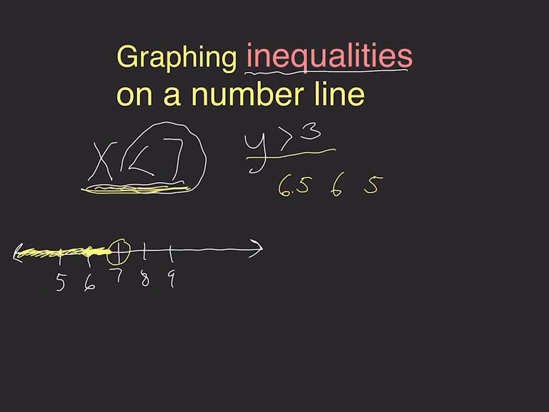Looking at the line here, put the number 3 here, 4, 2, with an open circle around the 3. This time, because y is greater than 3, that means any number greater than 3 will work. So that means y is any number greater than 3.